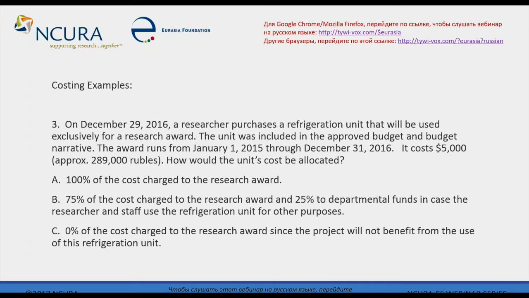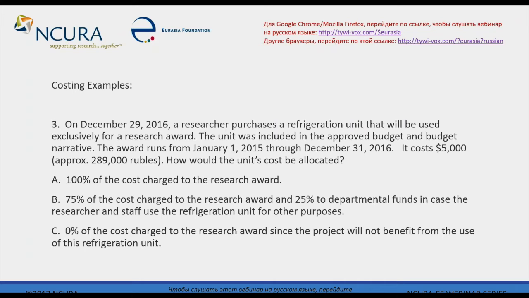A, 100% of the cost charged to the research award. B, 75% of the cost charged to the research award, and 25% to departmental funds in case the researcher and staff use the unit for other purposes. Or C, 0% of the cost charged to the research award, since the project will not benefit from the use of this refrigeration unit.